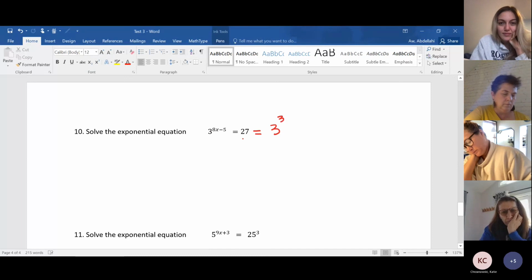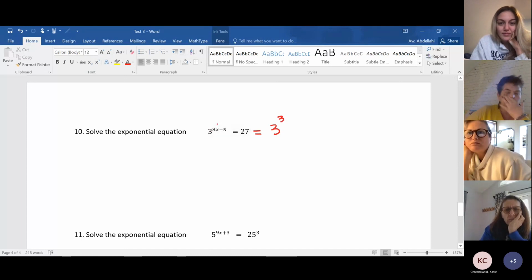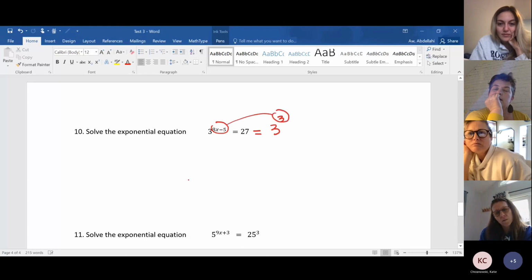3 to the 3rd. Now, every time we have the same base raised to 2 different exponents, what we must have? The 2 exponents must be what? Equal. Must be equal, right? They have to, because you have the same base. We have base 3, base 3. So 8x minus 5 must be equal to 3. And we just solve for x.